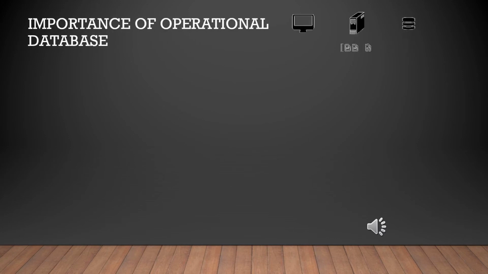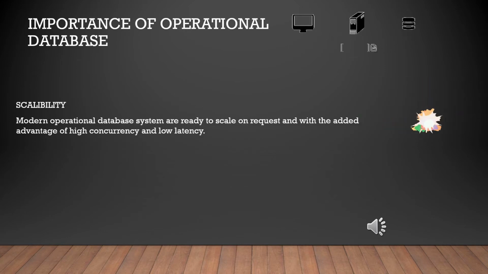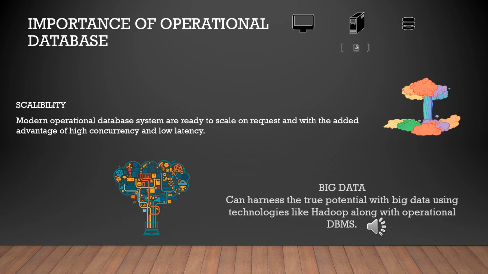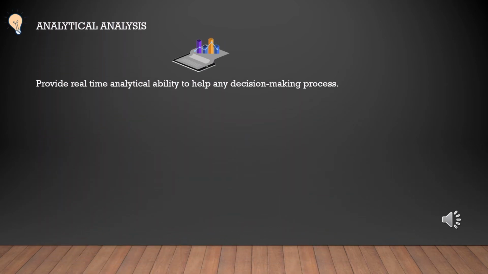Importance of operational database. Scalability. Modern operational database systems are ready to scale on request, with the added advantage of high concurrency and low latency. Big data. Can harness the true potential of big data using technologies like Hadoop along with operational DBMS. Analytical analysis. Provide real-time analytical ability to help any decision-making process.